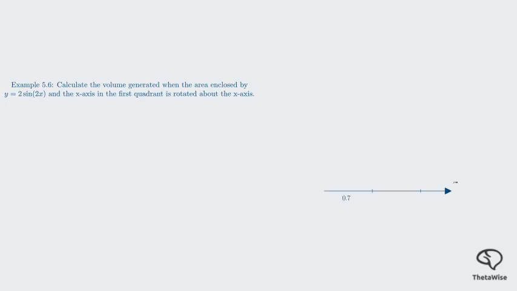All right, let's put these methods to the test with our first full example. We need to calculate the volume when the area enclosed by the function y equals 2 sine 2x, and the x-axis in the first quadrant is rotated about the x-axis. Step 1. Sketch the area. The first quadrant means x is from 0 to pi over 2. The sine function starts at 0, goes up, and comes back down. The 2 in front stretches it vertically, and the 2 in the argument shrinks it horizontally. So it looks like a single bump from x equals 0 to x equals pi over 2. This is our shaded region.